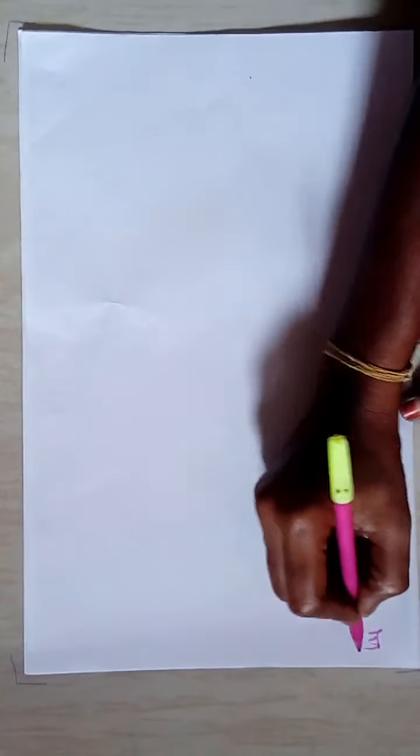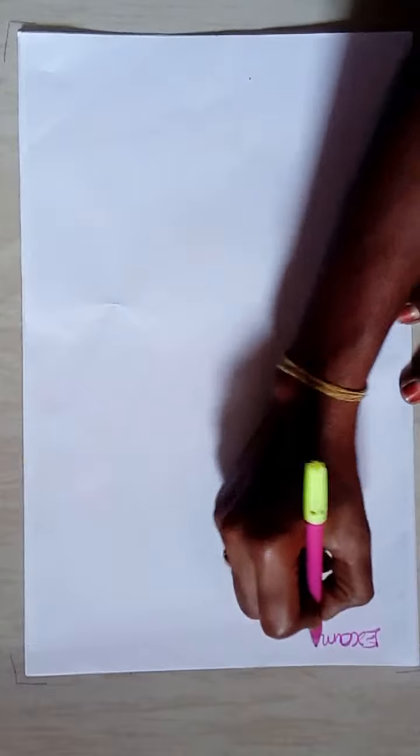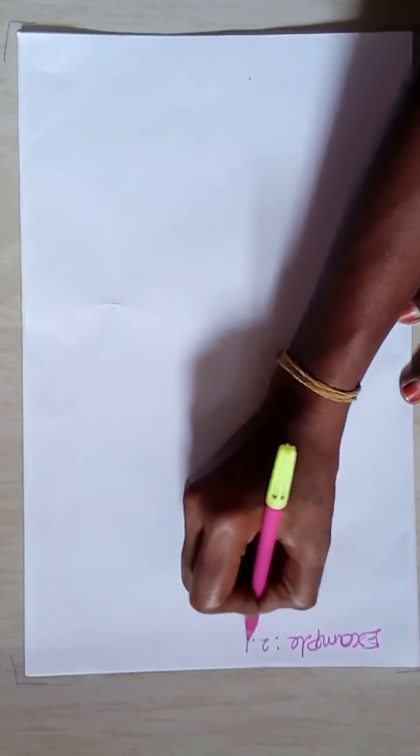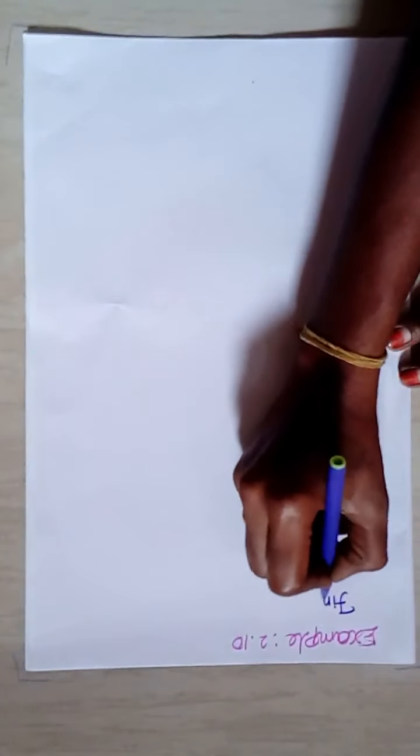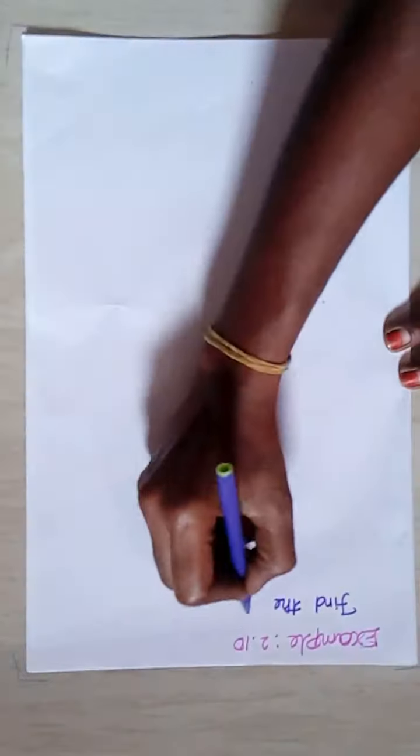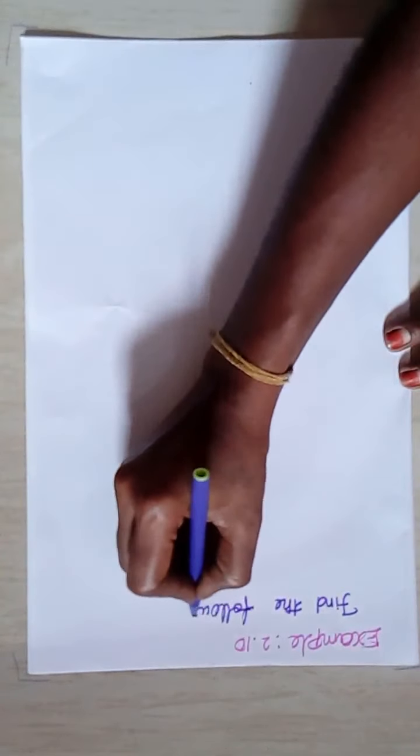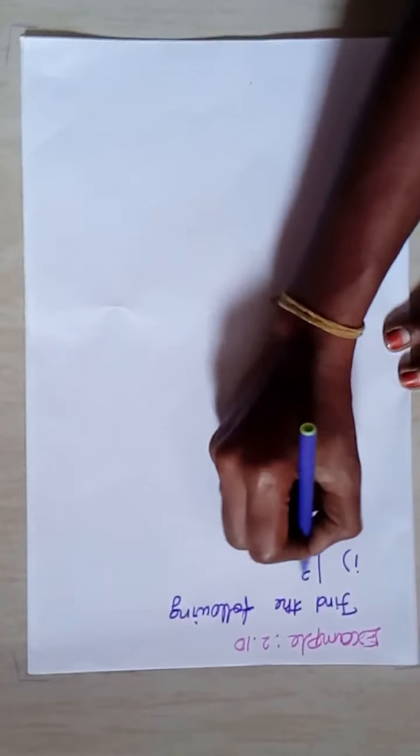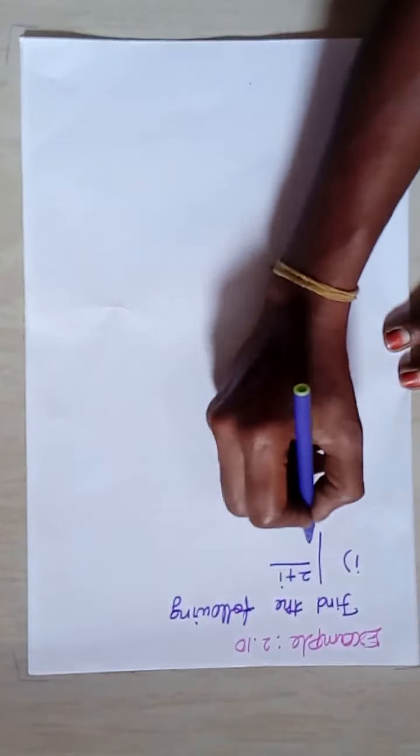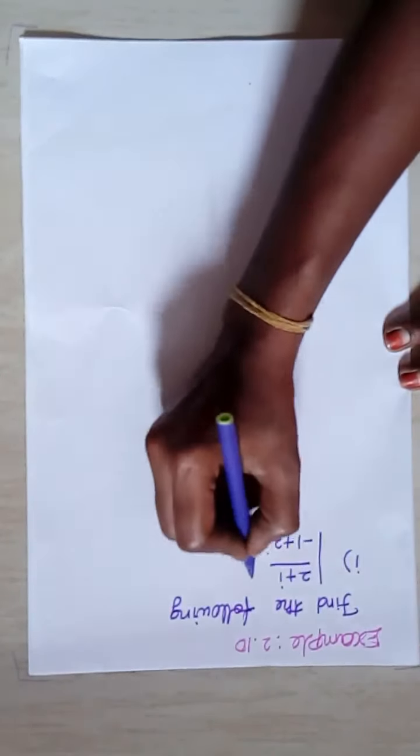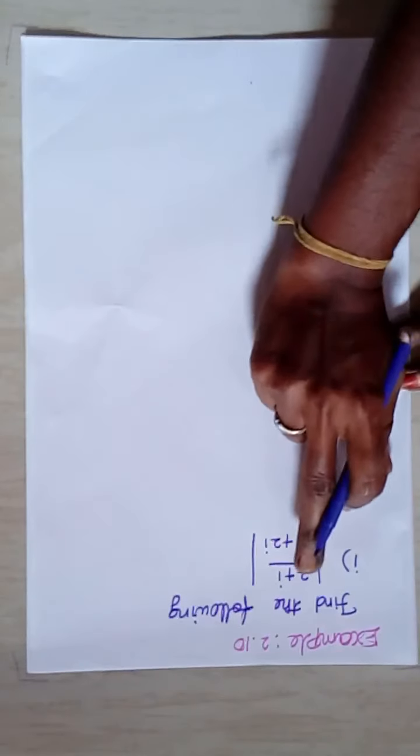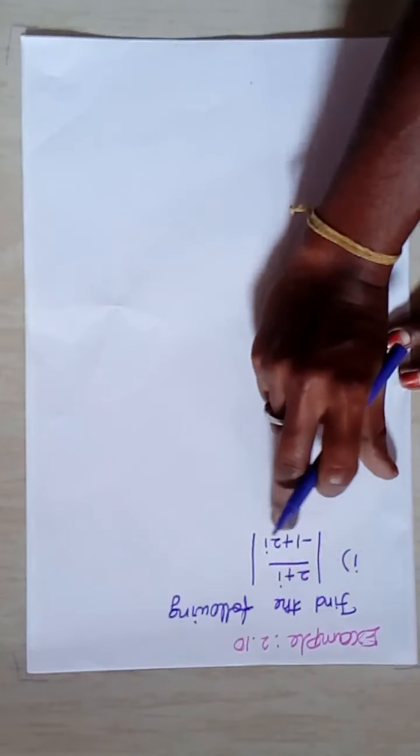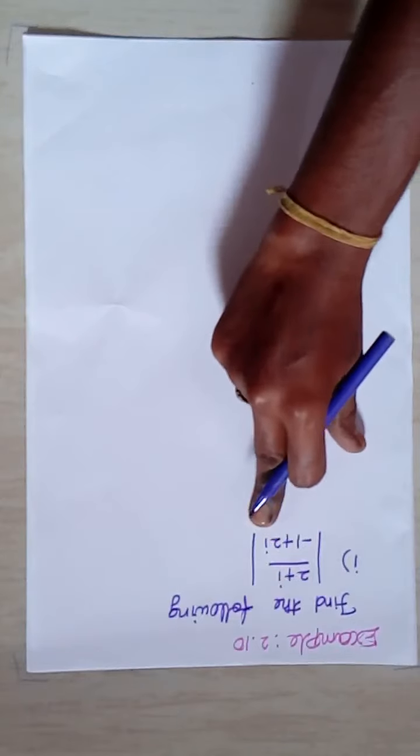Next see example 2.10. What is it? Example 2.10. The first question. Find the following. First one: modulus of (2 plus i) divided by (minus 1 plus 2i). What is it? Modulus of (2 plus i) divided by (minus 1 plus 2i).